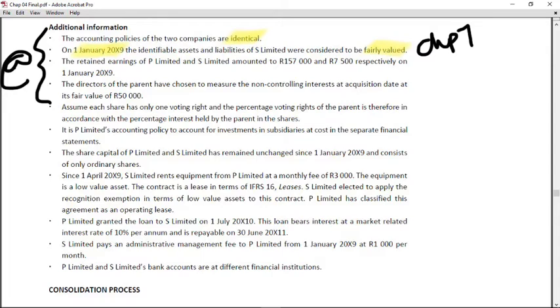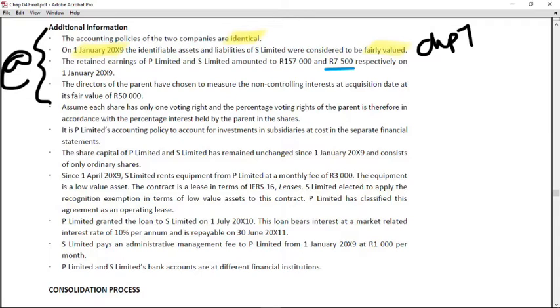But for now, we assume the assets and liabilities are fairly valued, so the equity at acquisition date of the subsidiary is an indicator of the fair value of the business of S at acquisition date. Then they give you the retained earnings of P and S at acquisition date, and you specifically need this retained earnings of S as part of the at acquisition equity.